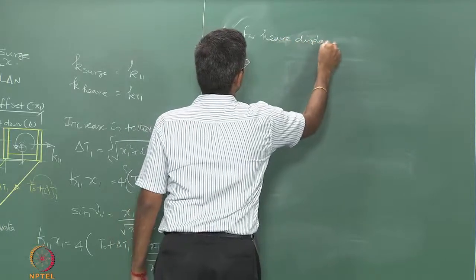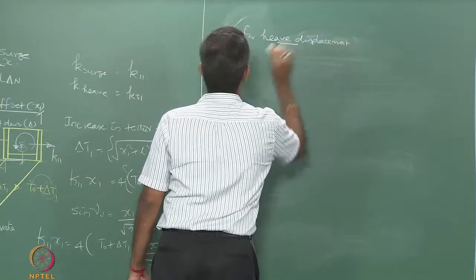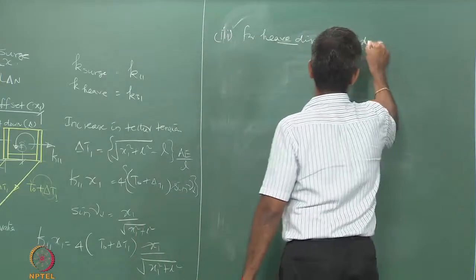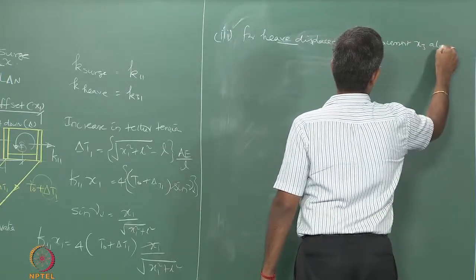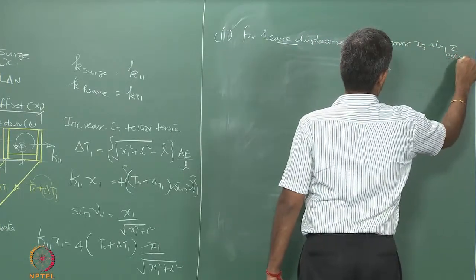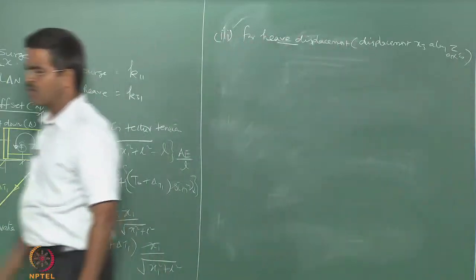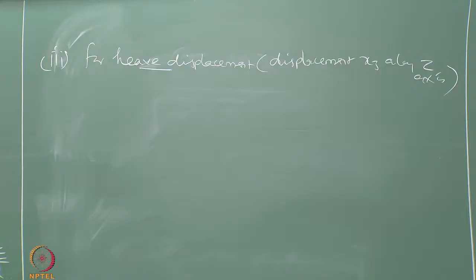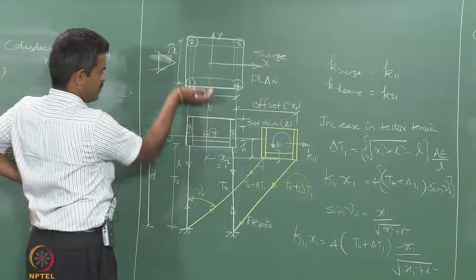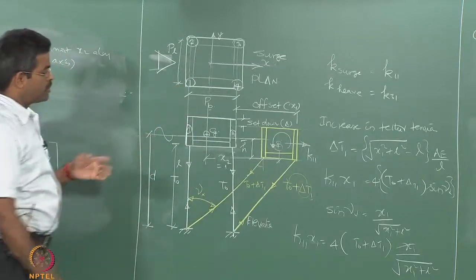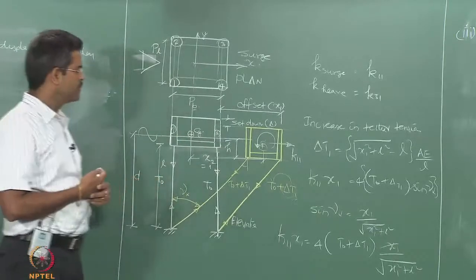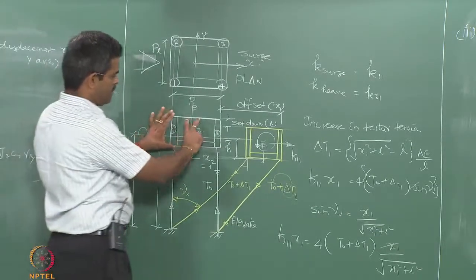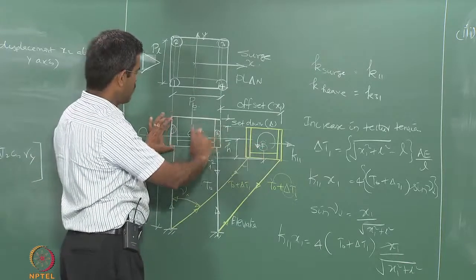For heave displacement, that is displacement x3 along z axis, all these displacements are along the positive axis respectively. If I purely give displacement only along the z axis, assuming that the platform hypothetically does not move along x and along y, the platform will remain like this, not like the yellow one, but the platform moves only up and down.